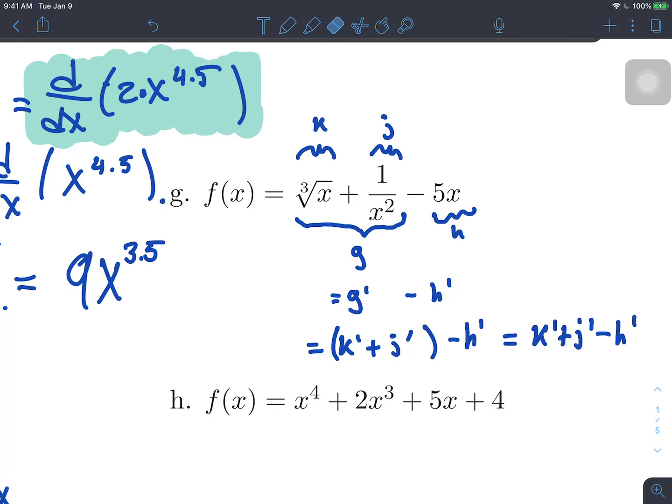So let's actually do this. I'm going to erase this now. Is everybody okay with that? So I have a little bit more room to write.